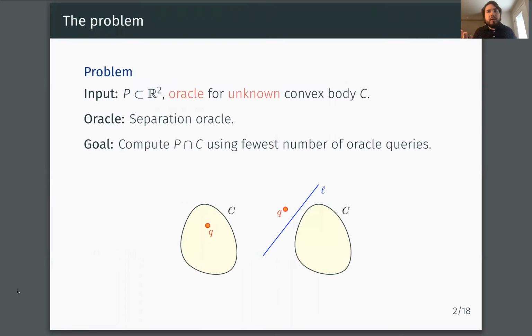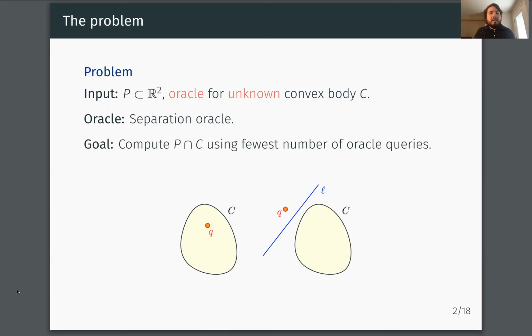So let's just dive right into the problem that we're going to be talking about today. You're given a set of points in low dimensional space. Let's just think about the plane for the time being. And you also are given a convex body C. The question is, how are we given access to the convex body? Well, you're given access to it via some sort of oracle query. So in this case, we consider the oracle query to be a separation oracle.